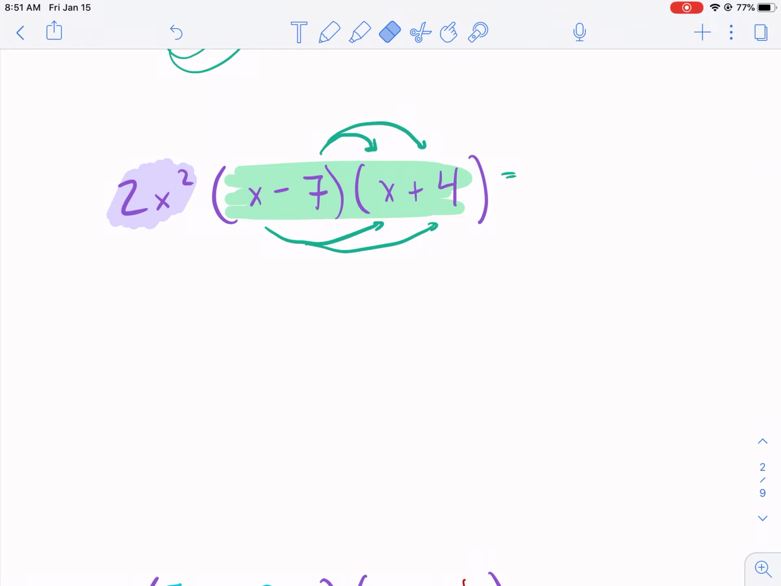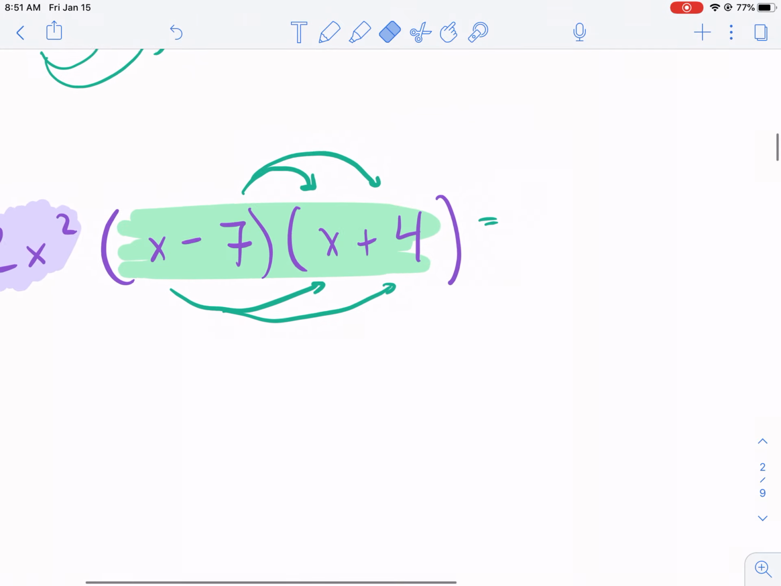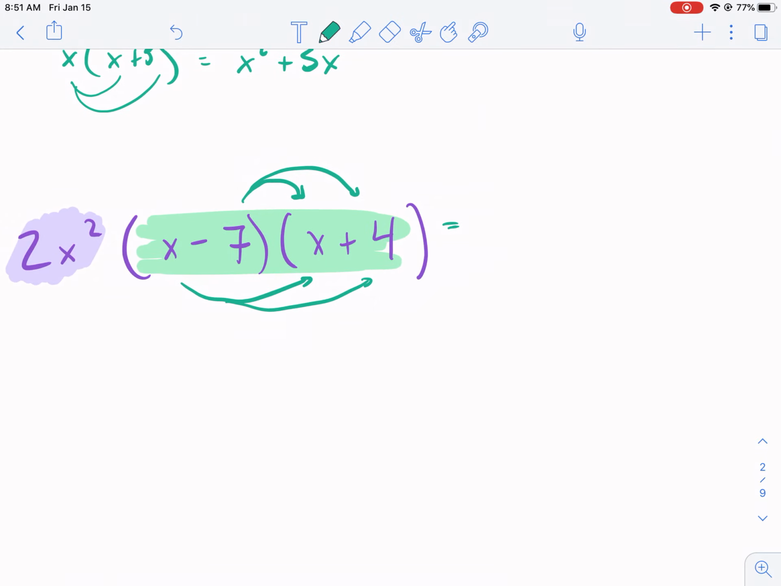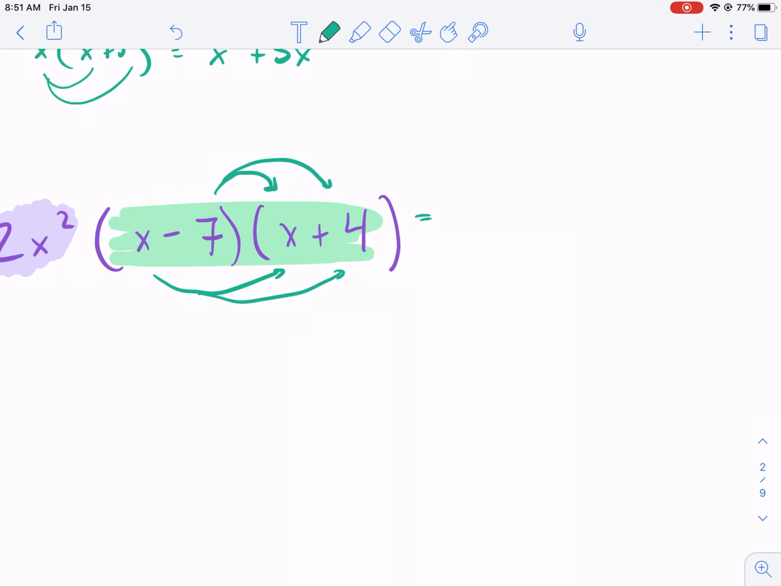I don't know why I gave the second term priority, but whatever. We'll start with the bottom. Okay, just like Drake. So we do x times x gives us x squared. I'm starting with the bottom arrows. And then we have x times 4 gives me positive 4x. Now I'm on to negative 7 times x. That gives me negative 7x. And then negative 7 times 4 gives me negative 28.